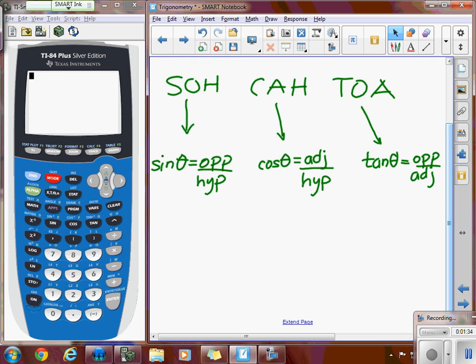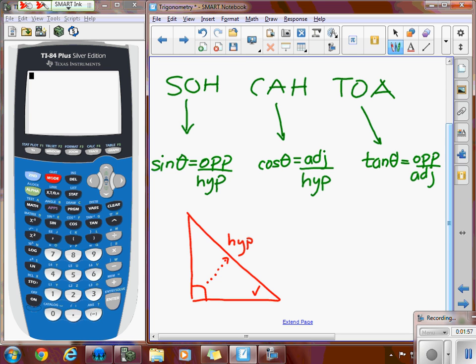Now, what you have to remember is that any right triangle should have those three sides in it. So here's a right triangle, and across from the right angle is always the hypotenuse. Now you have to remember how to name the opposite side and the adjacent side. In order to do that, you need a reference angle first. For right now, I'm just going to randomly choose this angle here as my reference angle.